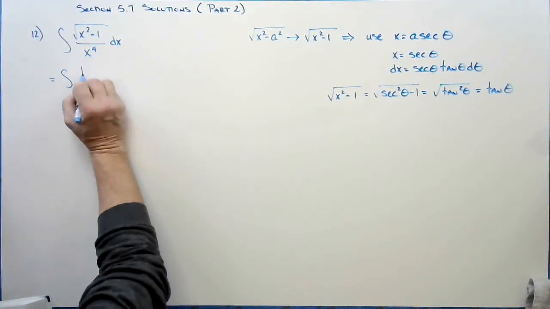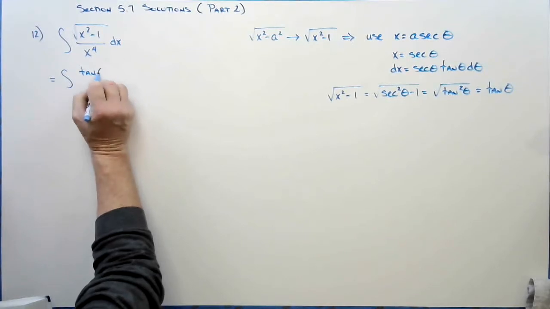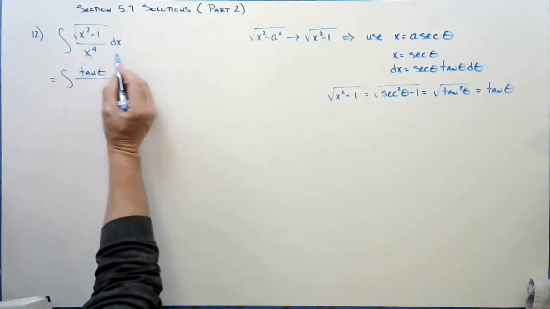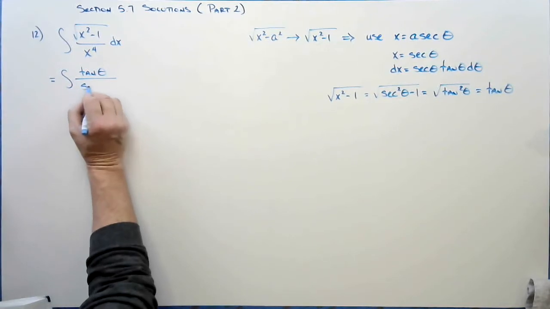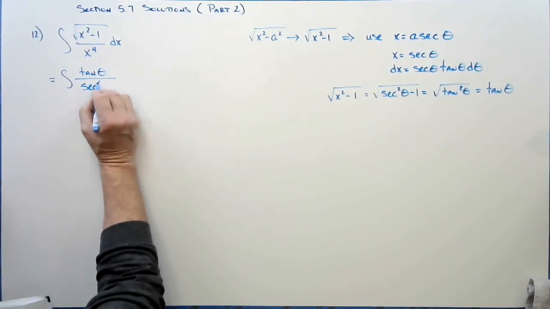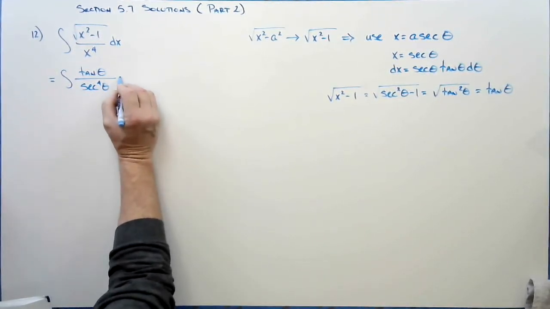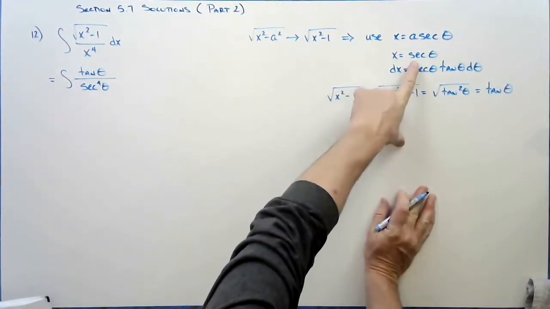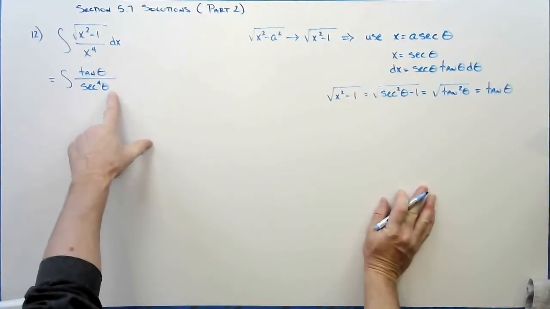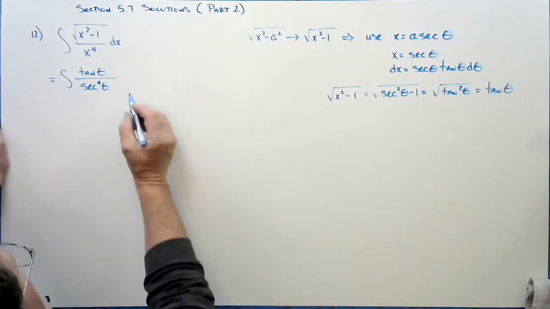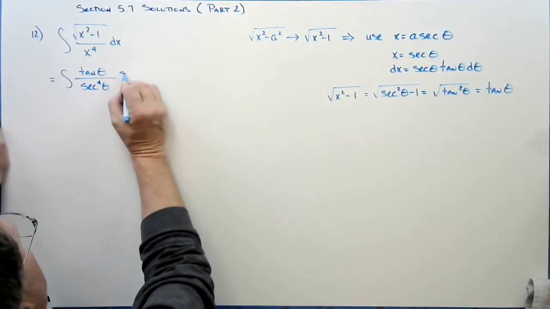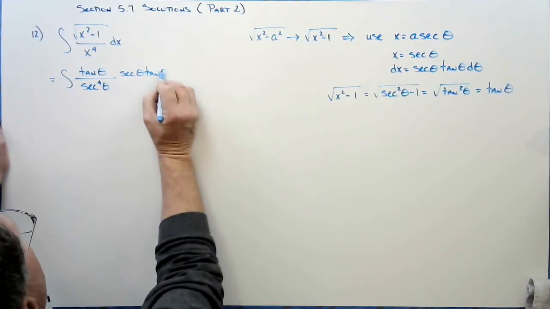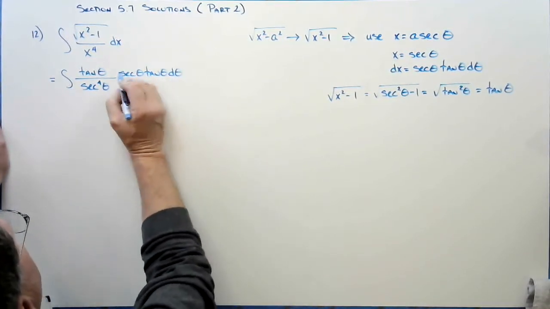That gives me a numerator of tangent of theta, right? Because that's what my square root equals. My denominator is x to the 4th. So that's going to be secant to the 4th theta. Now x is secant, so we raised it to the 4th power, secant to the 4th theta. Don't forget your dx. Your dx is going to give you another secant theta times tangent theta d theta.